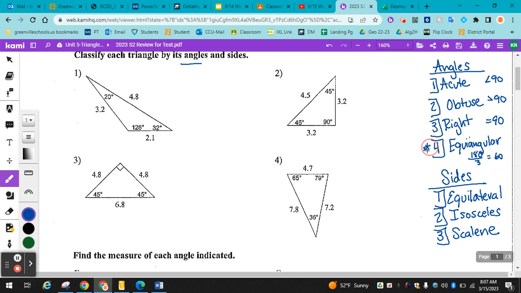If it's equal angular, I want you to write equal angular over acute because equal angular is more specific. Acute just says they're all less than 90, but equal angular says they're all 60.